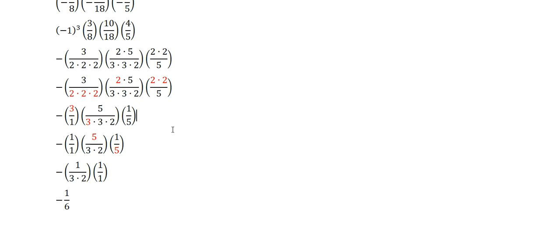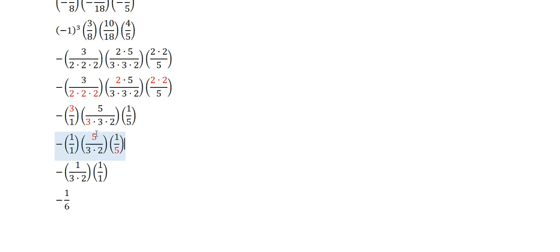And now we're going to address the powers of 3. There's a factor of 3 in the numerator here and a factor of 3 in the denominator here. Those are going to cancel with each other. This is going to leave this factor as 1 over 1. 1 divided by 1 is just 1. So we're going to drop that. It's understood to be 1.